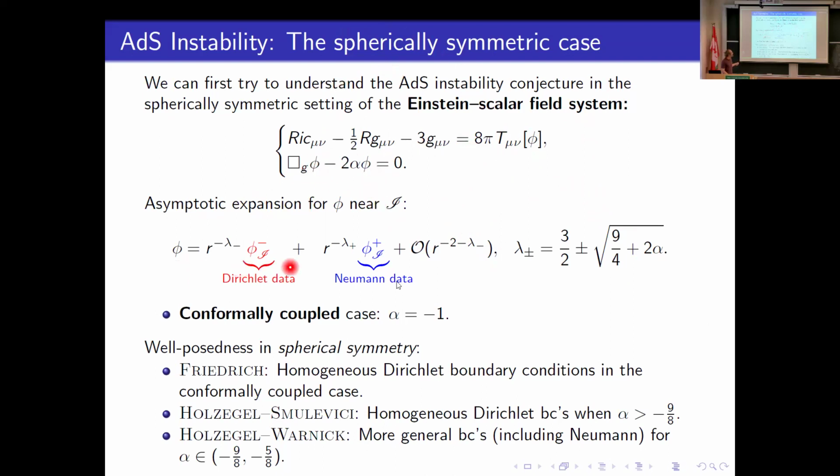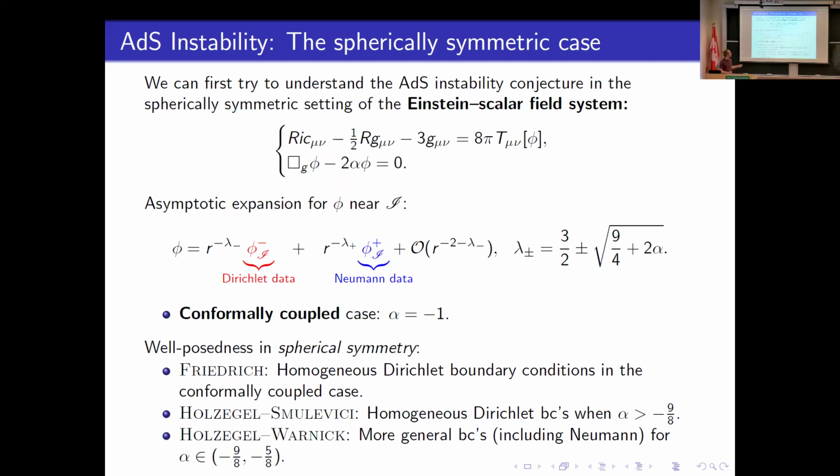Well, this can be done by prescribing either Dirichlet or Neumann data for the scalar field in terms of its expansion in powers of r near r equals infinity. I'm not going to go into details. Let me just say that for the purpose of this talk, we'll be interested in the case of the conformally coupled value of the Klein-Gordon mass. So alpha here is going to be -1. And of course, in this case, in the conformally compactified picture, the scalar field is expected to be smooth all the way to the boundary. So this simplifies really all calculations.